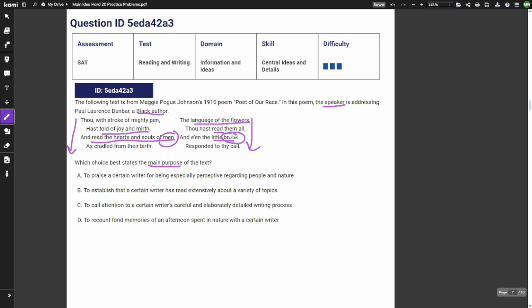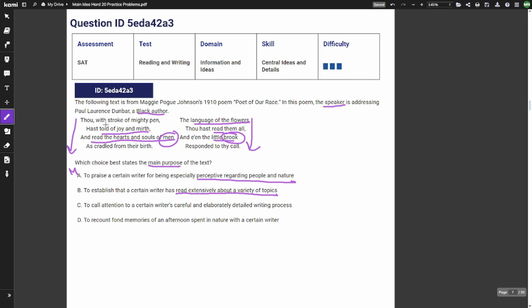So let's look at our answer choices and see what would make the most sense. A. To praise a certain writer for being especially perceptive regarding people and nature. Yeah, that's exactly what I just went on about. Anyways, this might be our answer. B. That he's read extensively about a variety of topics.